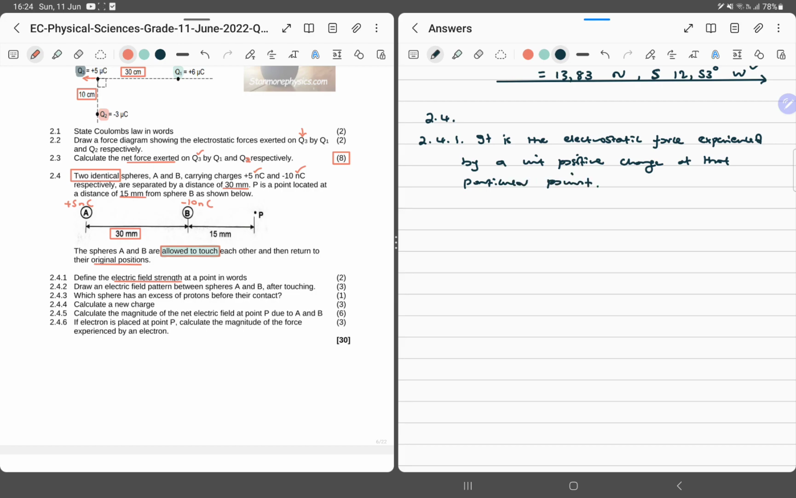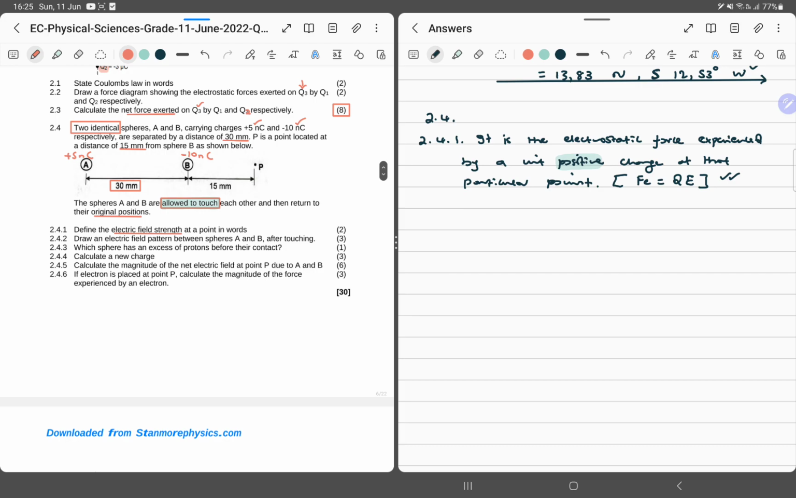So the electric field strength at a point is the electrostatic force experienced by a unit positive charge at that particular point. If you have forgotten, think of this one: Fe is equal to QE. So when you work out the electric field, you simply divide by Q. So it's going to be force per charge. That is the most important. Sometimes you don't want to complicate your life. You keep it simple. You move on. The question is why positive charge? Because this is what was experimentally done. So it's a historical thing, but it can be essentially any charge whatsoever.